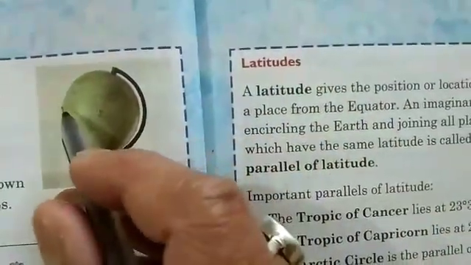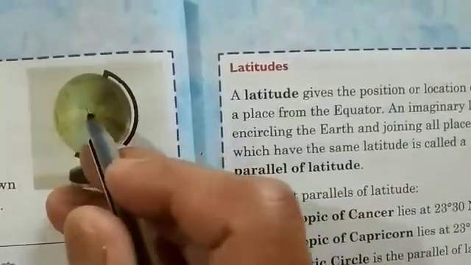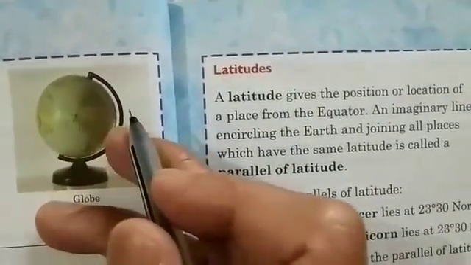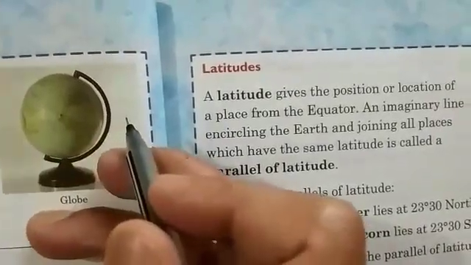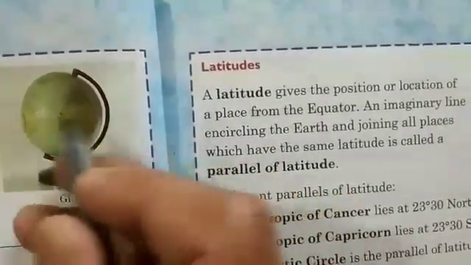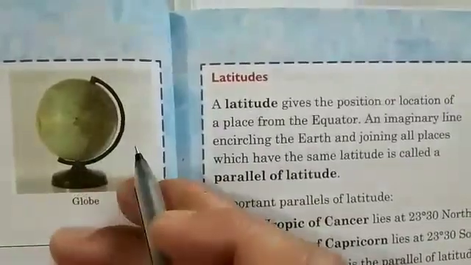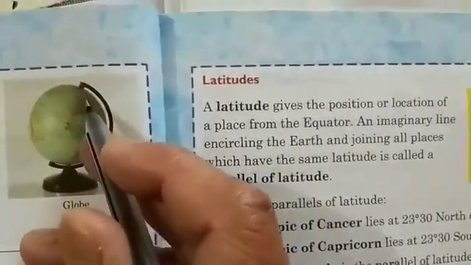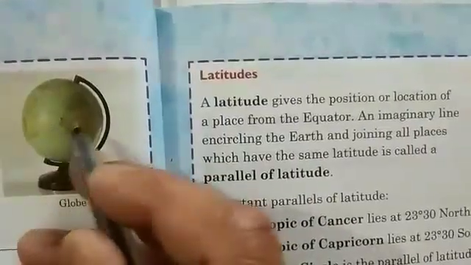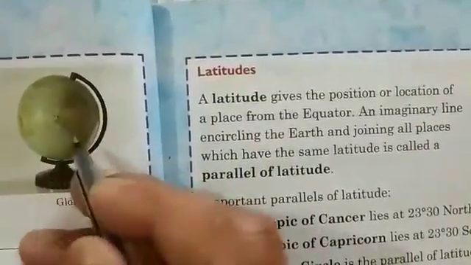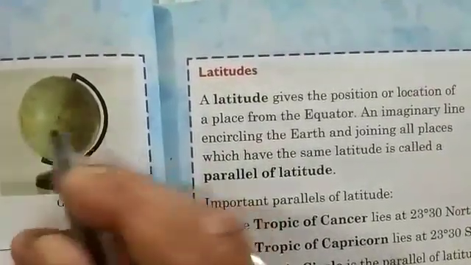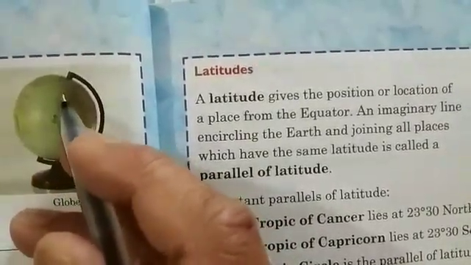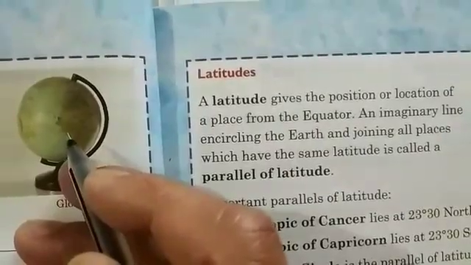An imaginary line that divides the earth, that runs through the center of the earth, is called equator. It divides the earth into two equal halves. The part of the earth above the equator is called the northern hemisphere. The part of the earth below the equator is called the southern hemisphere. When you divide this earth into two equal parts, the above part is the northern hemisphere and the below part is the southern hemisphere.